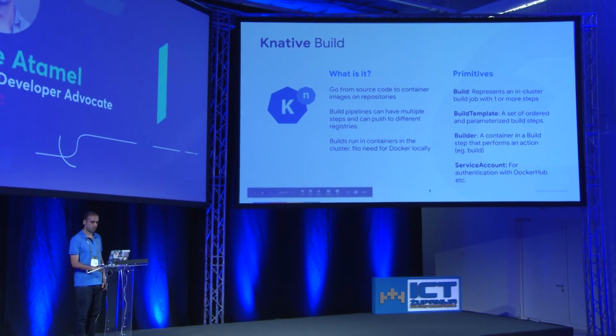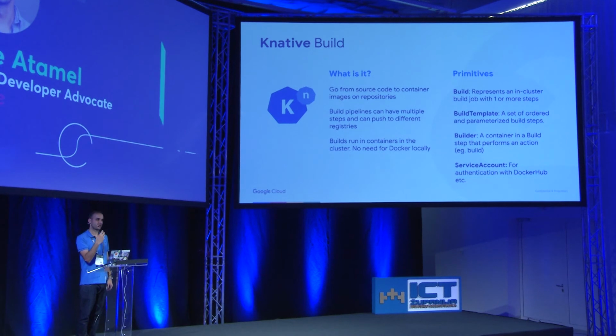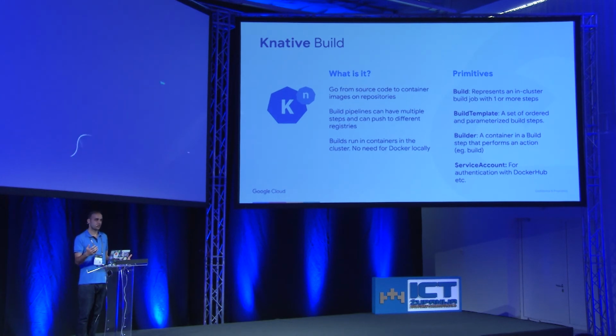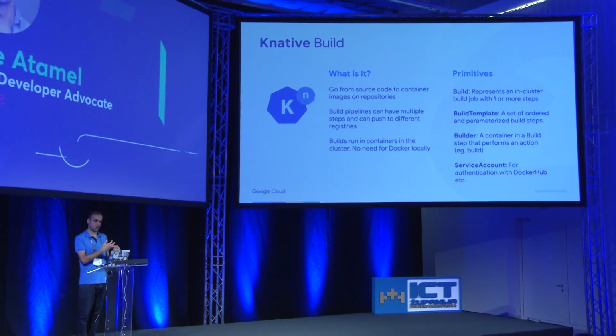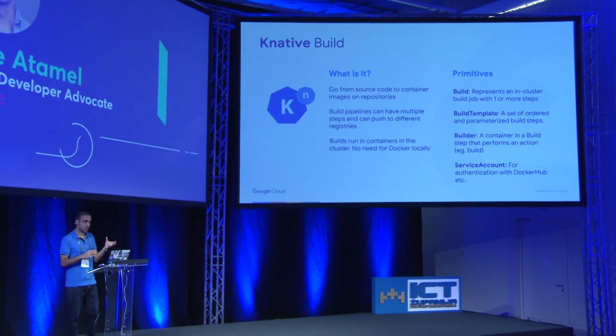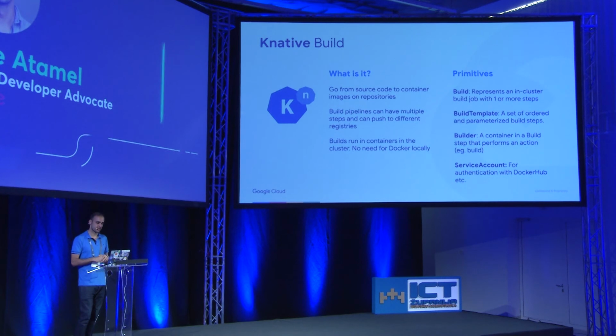There are some primitives like build. A build is one or more steps that you can define, and they're executed in that order. Build templates are templates that you can create or use from your own builds. Builders are things that you can use to build, like container builders and other things. And finally, the service account is a thing that you can use to authenticate with Docker Hub and other places.